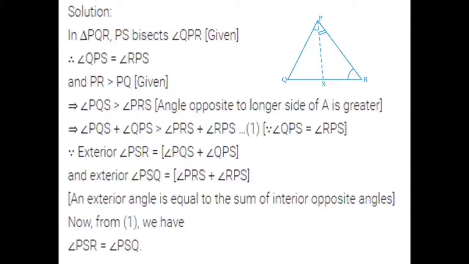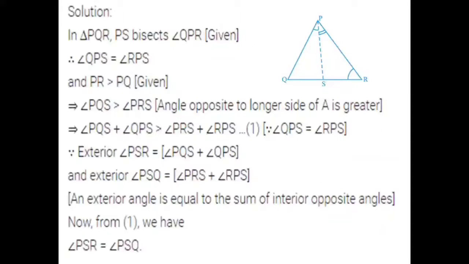Why could I add this? Because they're equals, and when equals are added to equals, the wholes remain the same. That is what Euclid's axiom conveys to us. So what I did is angle PQS plus angle QPS is greater than angle PRS plus angle RPS. Now, angle PQS and angle QPS are the two interior angles, and that will be equal to the exterior angle PSR.